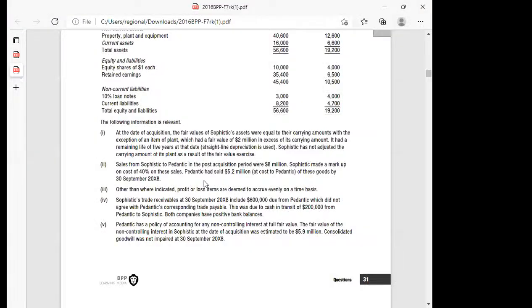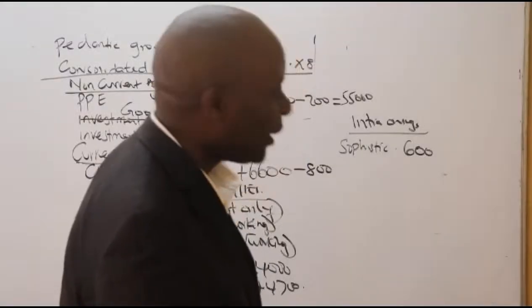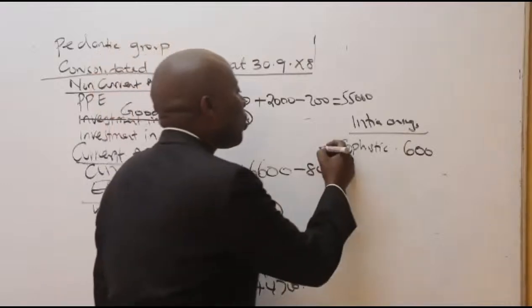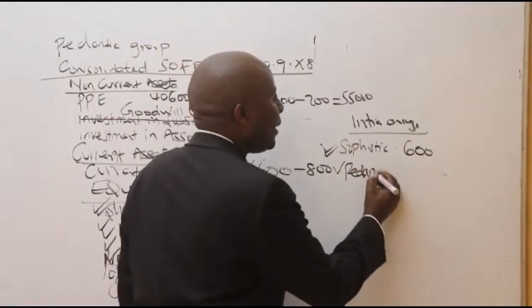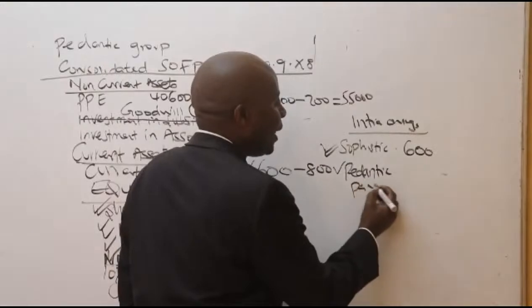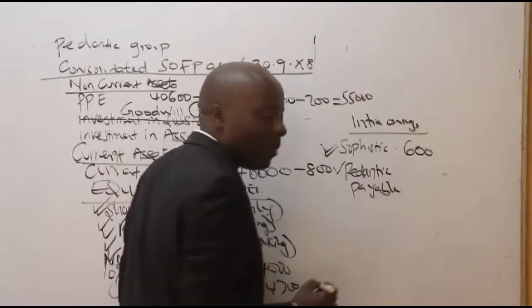Internal owing, we are told here, includes 600 due from Pedantic, which did not agree with the Pedantic corresponding trade payable. This was due to cash in transit of 200,000 from Pedantic to Sophistic. Both companies have positive bank balances, that is useless. Ladies and gentlemen, listen to me very well. According to this case, Pedantic has an internal payable of how much?